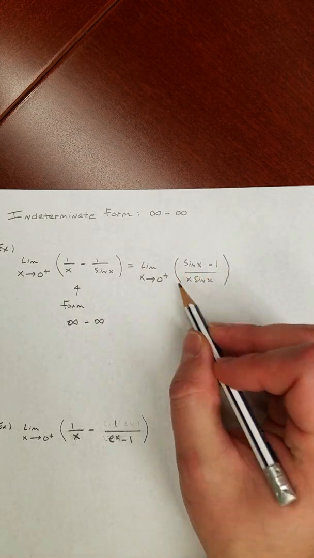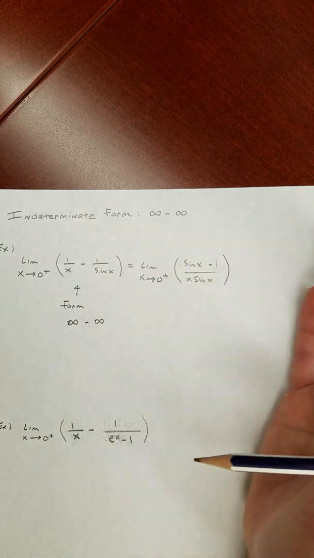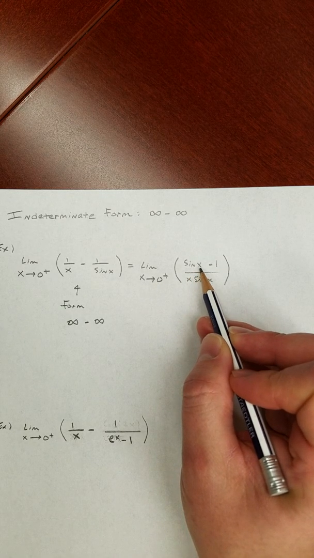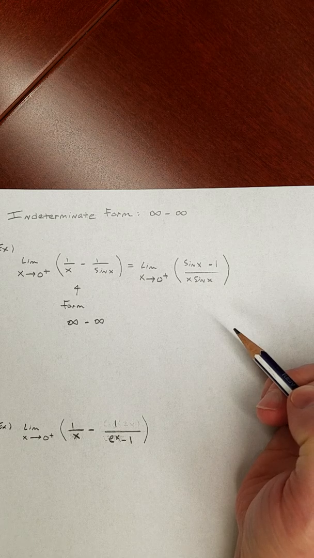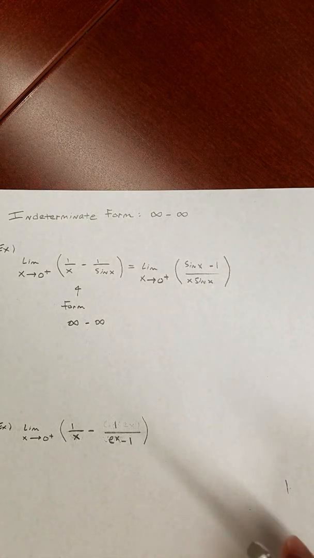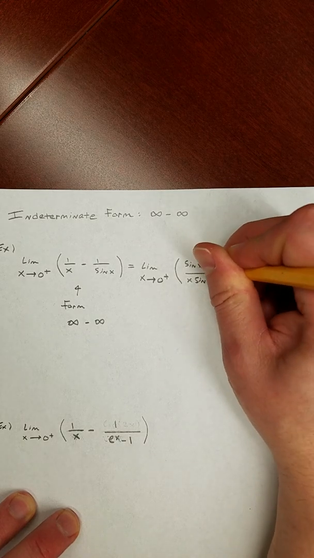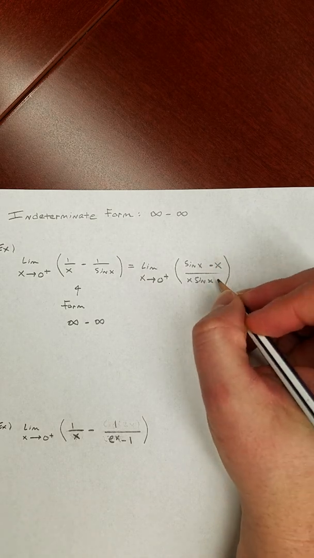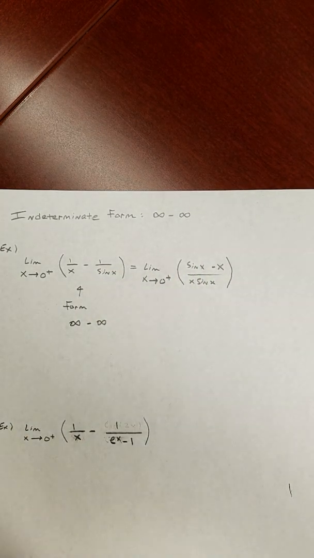So is this now indeterminate? Is this now 0 over 0 or infinity over infinity? Those are the indeterminate forms that we can work with. If I put 0 in, sine of 0 is 0, minus 1 is negative 1. So I get negative 1 over 0. Oh, I just realized I messed that up. If we subtract them, we'll get sine x minus x over x sine x. I made a mistake, anyway. So, now I get this.